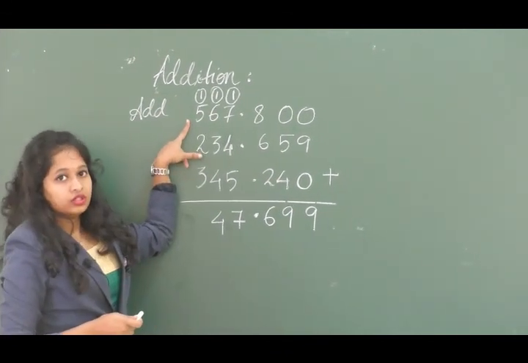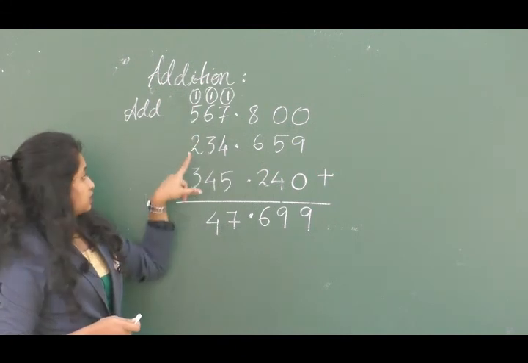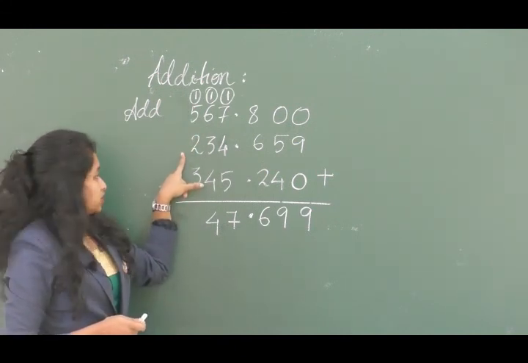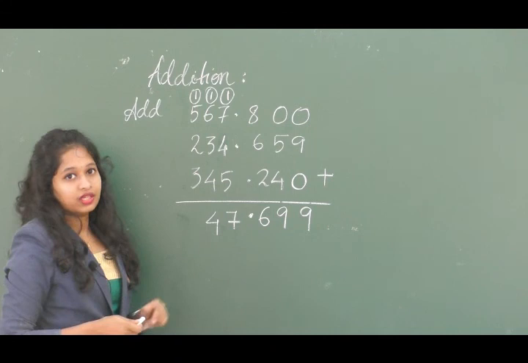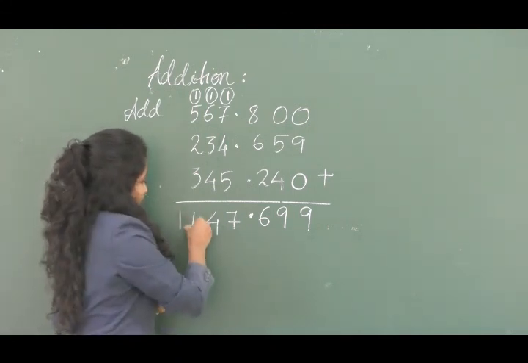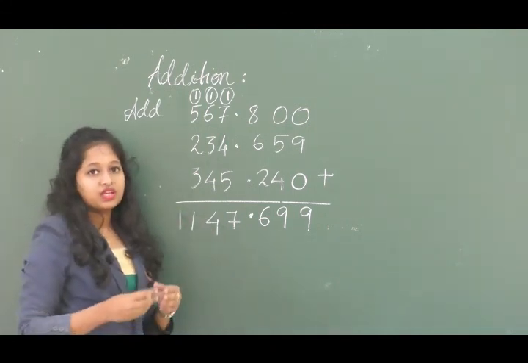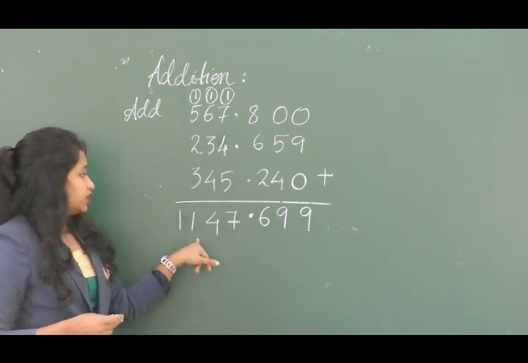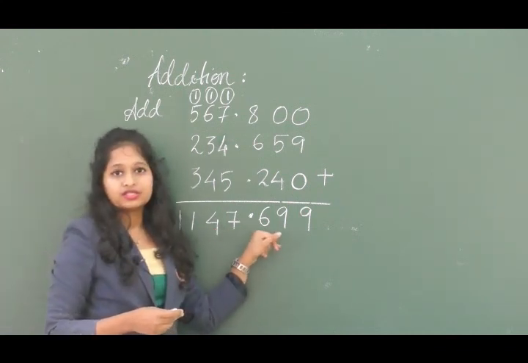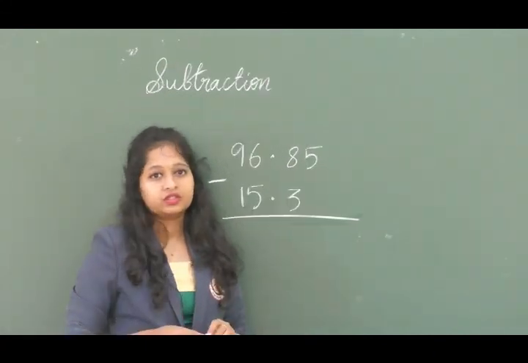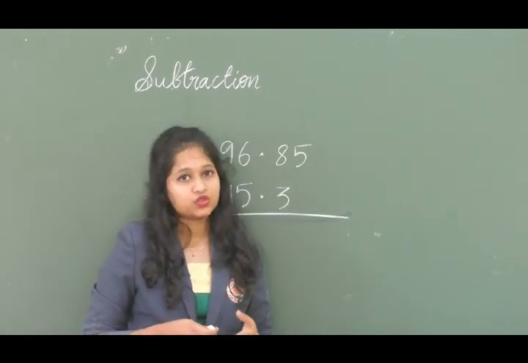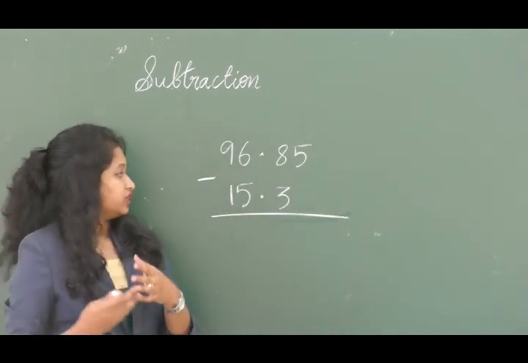Now 5 plus 1 is 6, 6 plus 2 is 8, 8 plus 3 is 11. So the sum is 1147.699. So let's see how to subtract two numbers. So here I have a question.